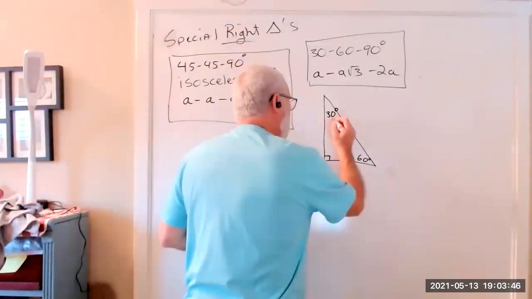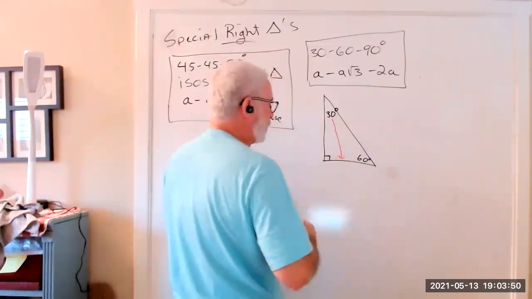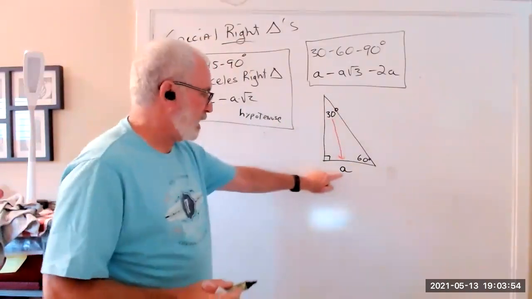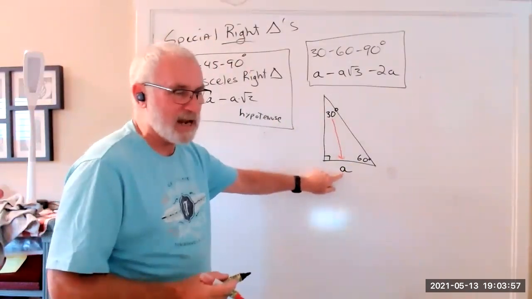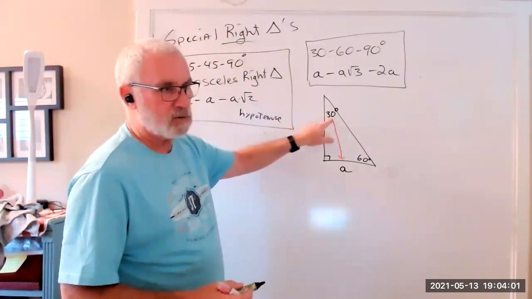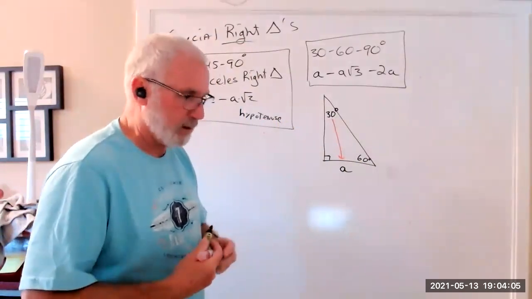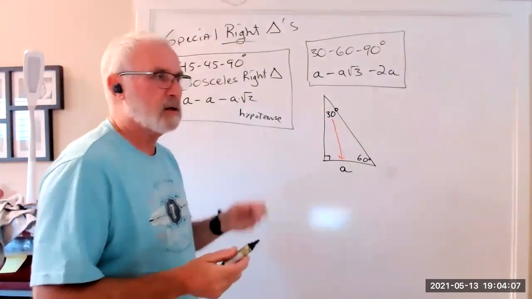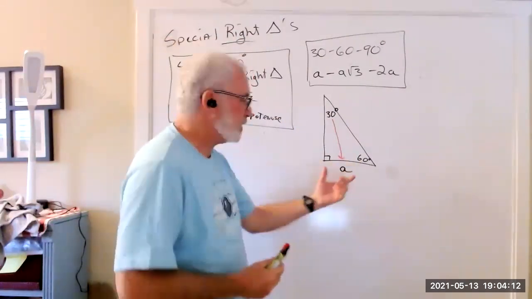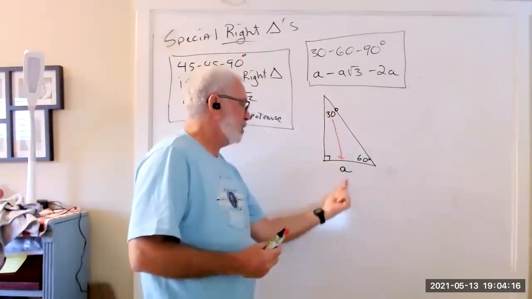A is opposite the 30-degree angle. The smallest side of a triangle is always opposite the smallest angle. That's a truth from geometry. I don't know how many of you took it back in high school, but the shortest side is always opposite from the smallest angle.